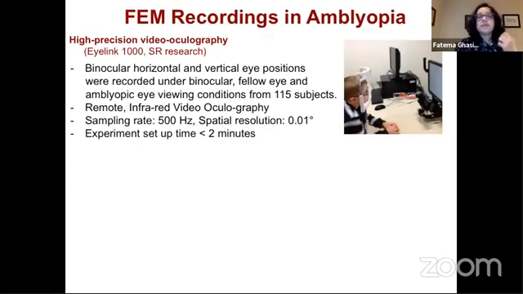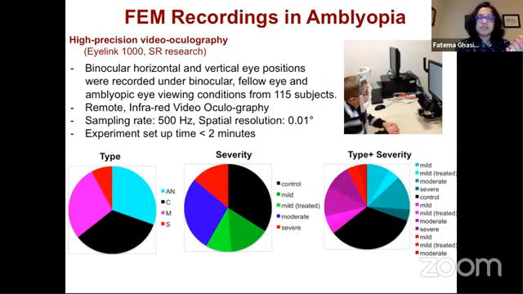So we recorded horizontal and vertical eye positions from 115 amblyopic subjects when both eyes are viewing, when the fellow eye is viewing, and when the amblyopic eye is viewing. We used a remote video eye tracker, which has a very high sampling rate and spatial resolution, and the setup time is less than 2 minutes, making it ideal for recordings in children.